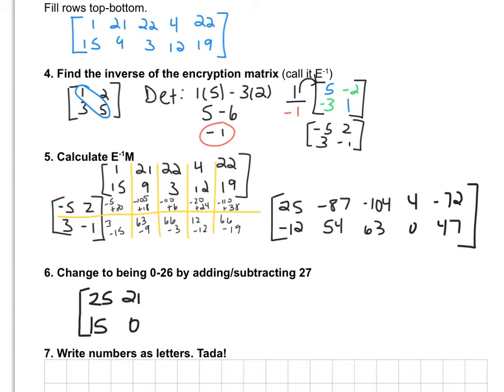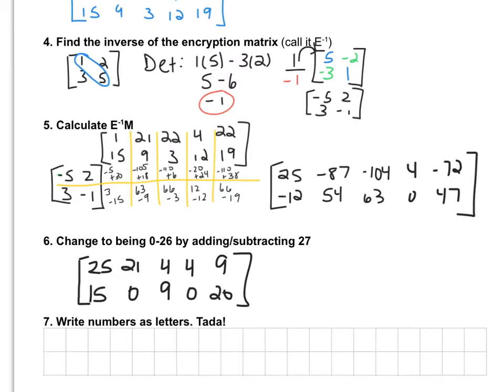Negative 104 is going to take us to 4. 63 minus 27 repeatedly will give me 9. Then we have 4 and 0. Those are fine. Negative 72, we're going to add 27 a bunch. And 47 minus 27 gives us 20.